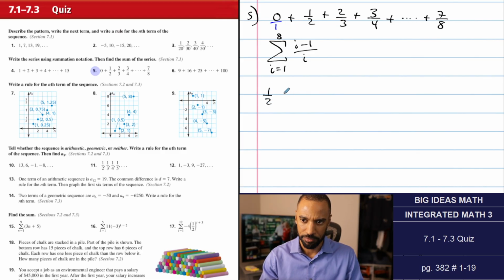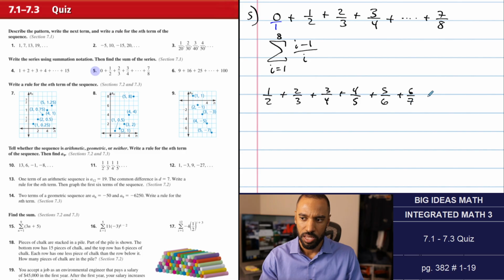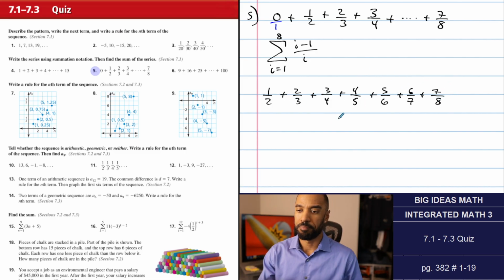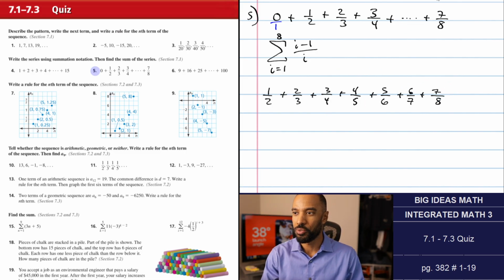I got 1/2, 2/3. I'm going to try and pair things up the best I can, or see if there's a common denominator that's very easy to come up with: 5/6, 6/7. And if there's a faster way to do this, I apologize, I didn't seek it out. You know what would be interesting to do?